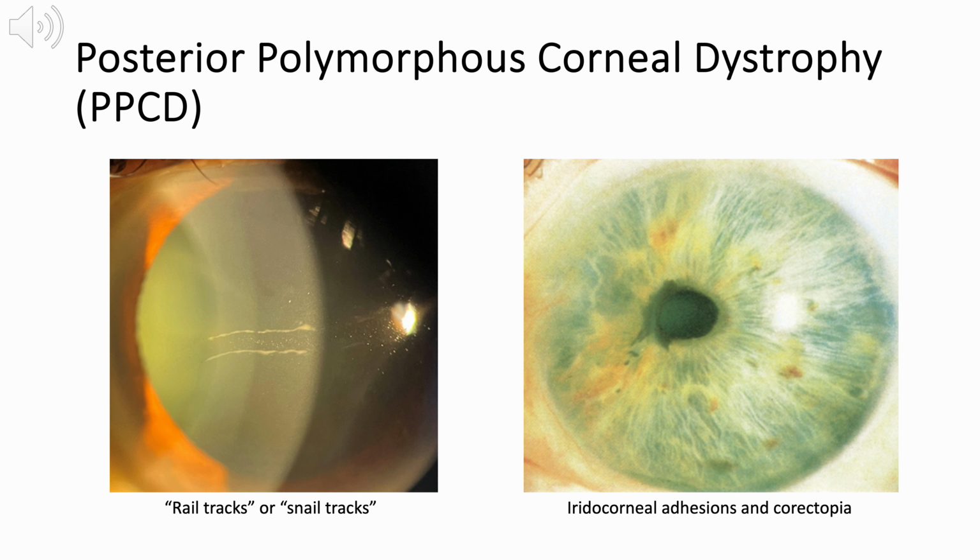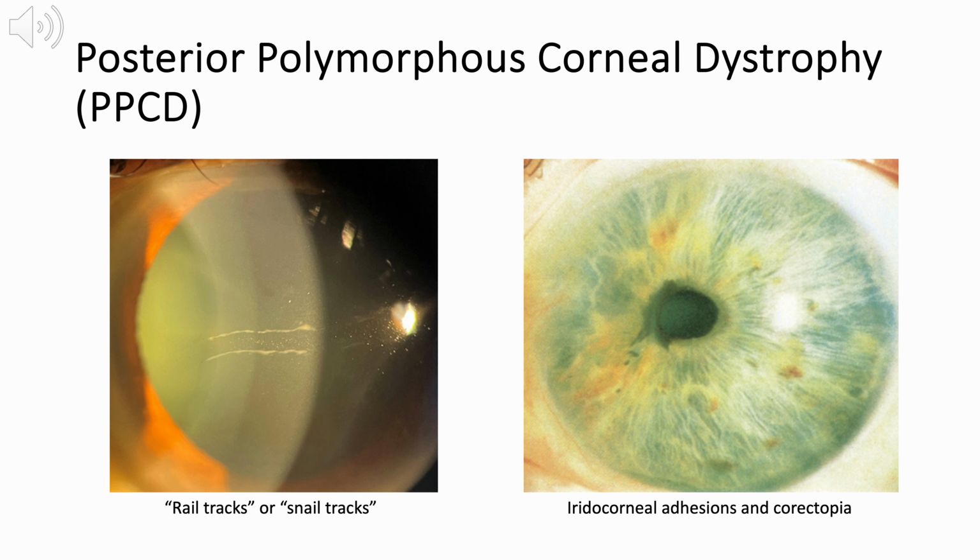In PPCD, one of the characteristic findings is the so-called railroad track or snail track appearance, as seen in the image on the left. This results from abnormal endothelial cell behavior. Instead of functioning as a stable, non-proliferating monolayer, the endothelial cells transform and start behaving like epithelial cells. They proliferate, migrate, and lay down abnormal multilaminated basement membrane material.